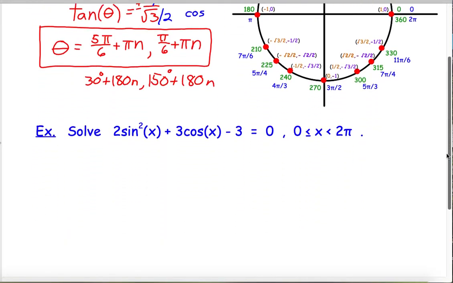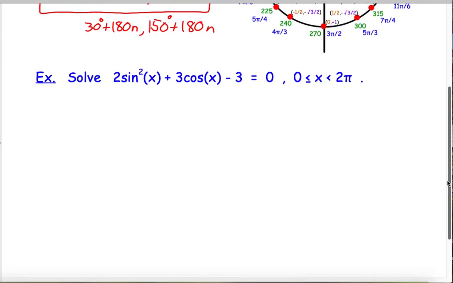Let's solve this one. And this takes a little more work on the front end. All right, notice the difference here is I have a sine and a cosine. But if I step back a little bit and look at this, it kind of looks like I have a quadratic here. And with quadratics, we can factor. So it would help if I had the same function, though. Well, one of the most often used Pythagorean identities is sine squared equals 1 minus cosine squared. So I'm going to replace the sine squared with 1 minus cosine squared.